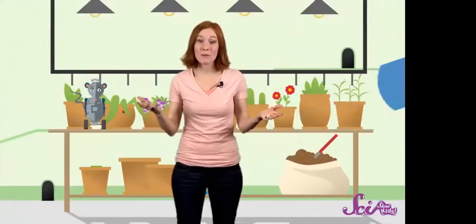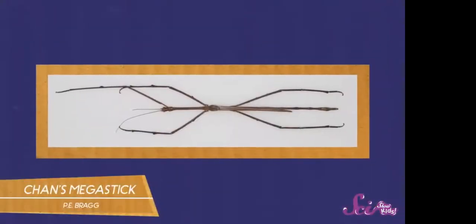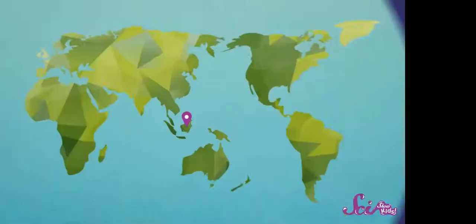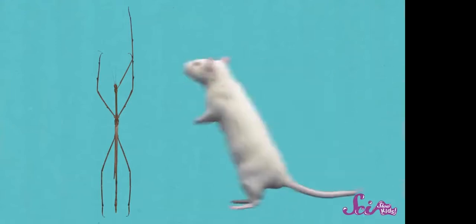Now, Holmes here is bigger than most insects you probably know about, but she isn't the biggest, not even close. Probably the longest insect in the world is a distant relative of Holmes called Chan's megastick. This is a huge type of walking stick insect that lives in the forests of Borneo. It can grow as long as 36 centimeters. That's as big as a rat. But other insects can get even bigger.